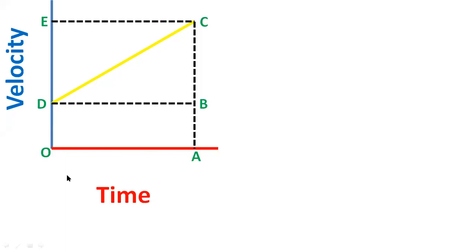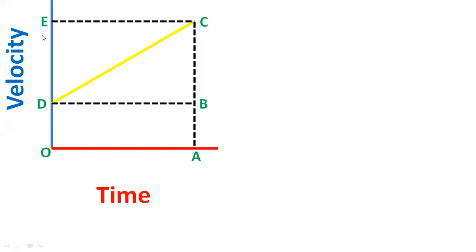I'm just mentioning that from O to A, time is t seconds. And the velocity at D is u, the initial velocity. You can see that the object has traveled and stopped at point C. So at point D, I will say initial velocity is u, and at final point C, final velocity is v. So I will just take that value here.